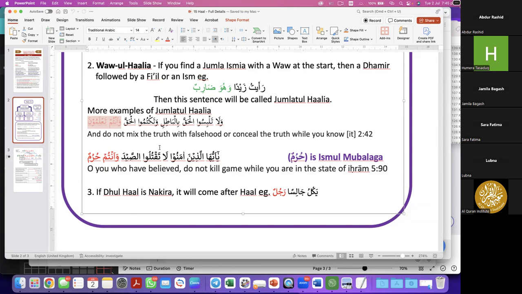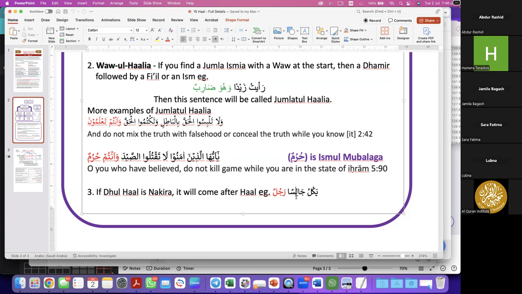And the last one is, this is a typical structure. A Dhul Hal may not always be before the Hal. You see, this is the Dhul Hal, the subject, Rajulun. Yakulu jalisan, a man eats in a sitting position. So Dhul Hal came at the end, and if that happens, it will always be Nakira. That's the point. Dhul Hal may be Nakira, and it will come after the Hal.